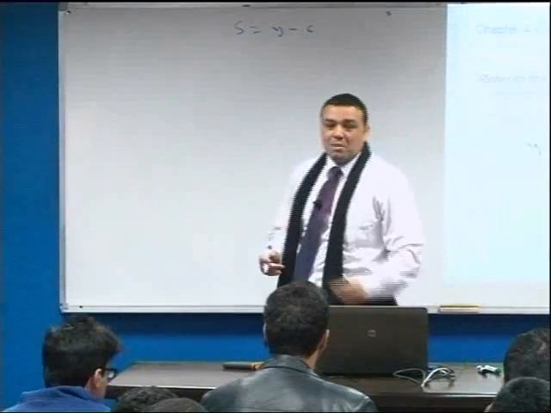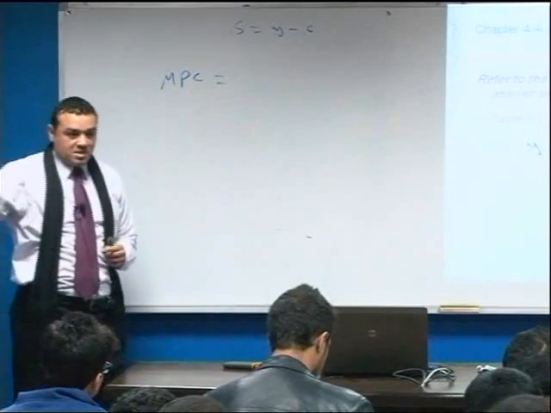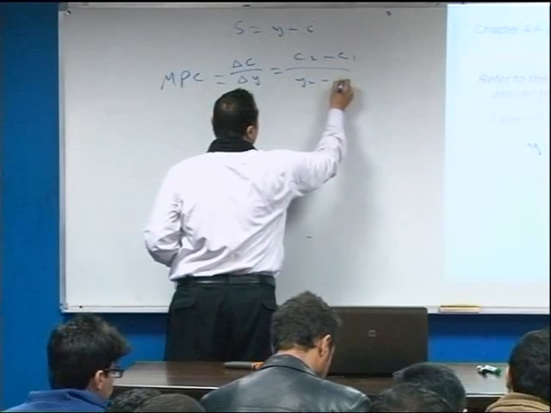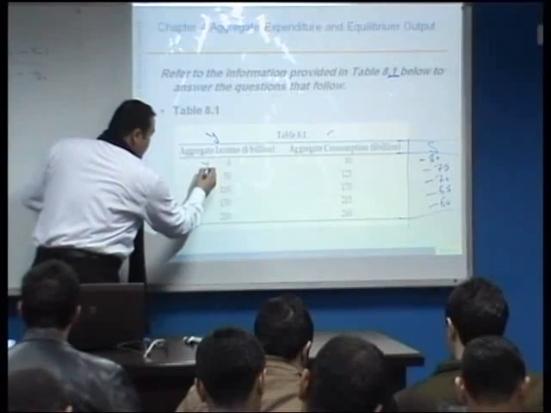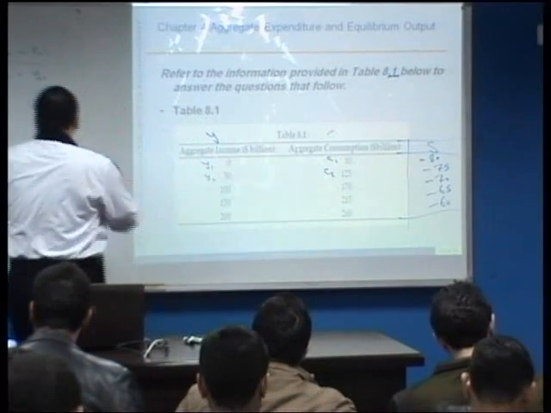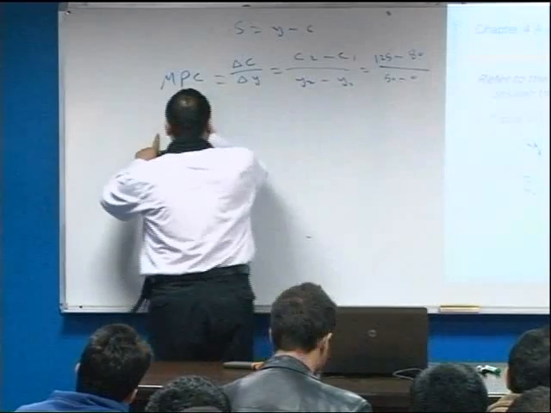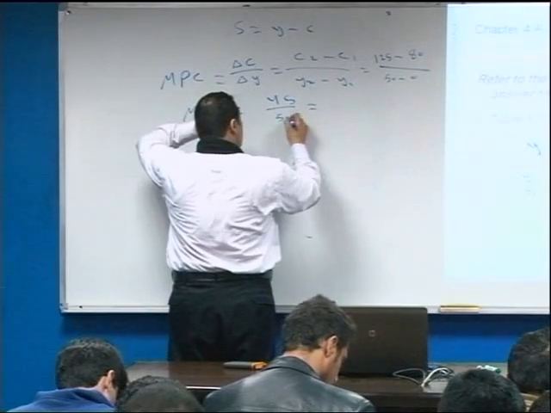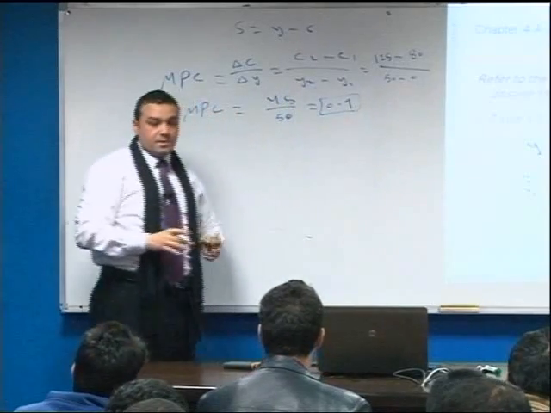Is it easy to calculate the marginal propensity to consume, MPC? The question is to calculate the marginal propensity to consume. MPC, as you know, equals delta C over delta Y, or C2 minus C1 over Y2 minus Y1. Let's take any two cases to calculate it. So these cases, Y1, Y2, C1, C2. 125 minus 80 over 50 minus 0. So MPC equals how much? 45 over 50 equals how much? 0.9. This is the marginal propensity to consume.